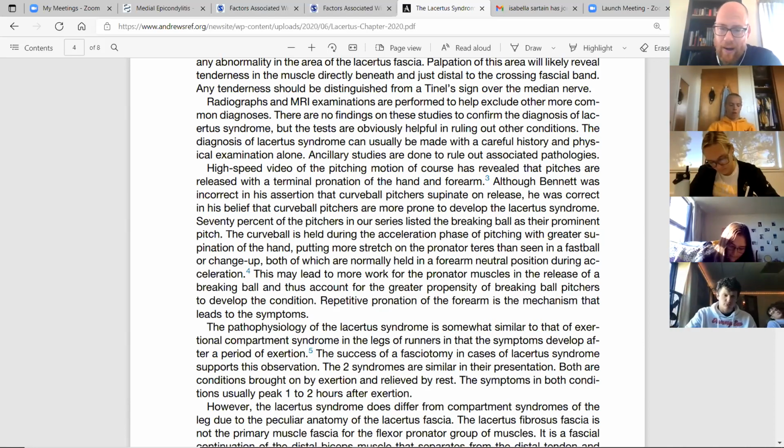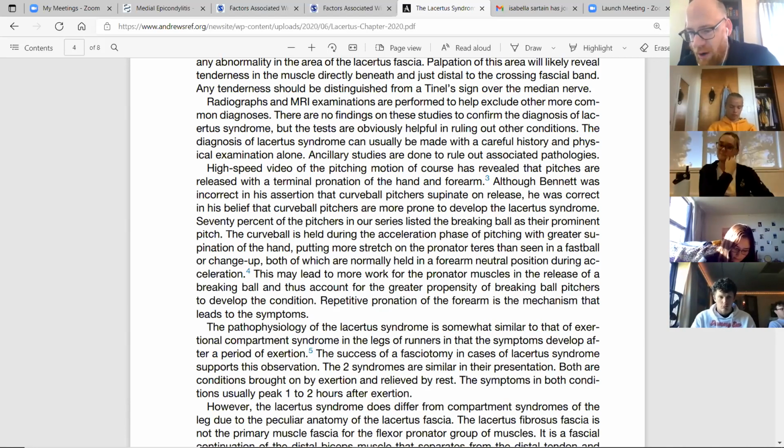But it definitely does make sense, because I was never taught in school that the Lacertus fibrosis could even thicken. I was never even taught that the Lacertus was there, to even be something to consider. So just something to be aware of.